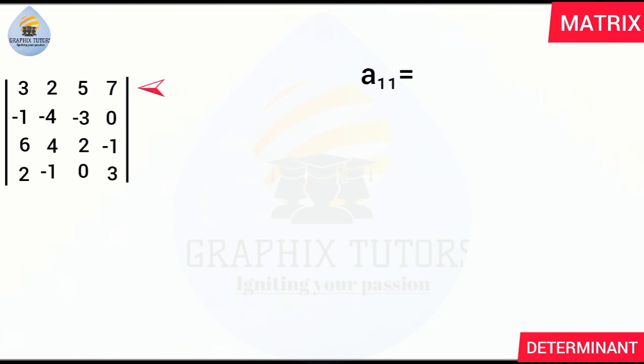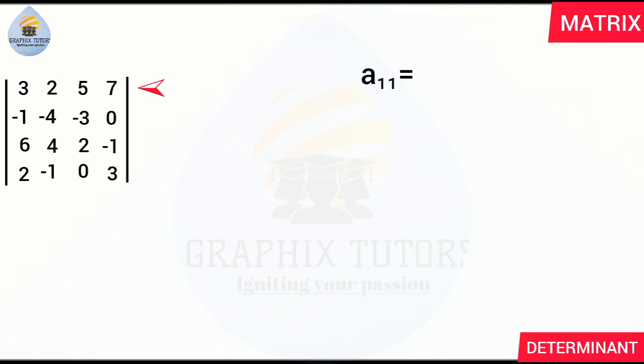These 3, 2, 5, and 7 can be given as, the first one is A11. You can use any alphabet, so I'm choosing to use A. A11, right? A sub 11 means the element in the first row, first column. And that is what? 3.